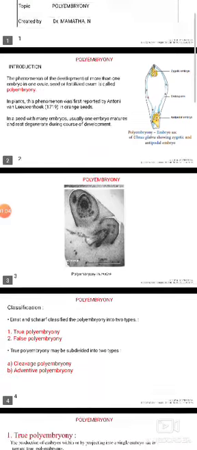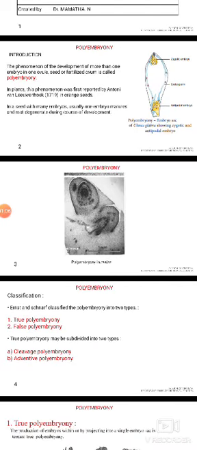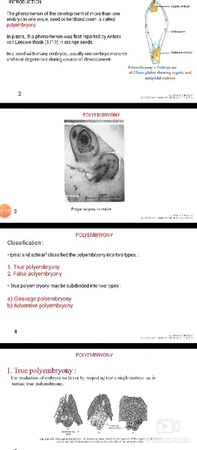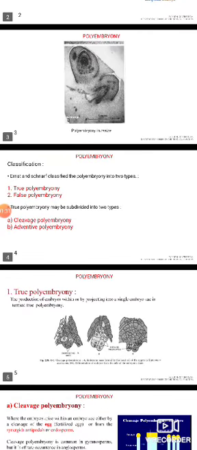Classification of polyembryony. Ernst and Schnarf classified polyembryony into two types, namely true polyembryony and false polyembryony. True polyembryony may be subdivided into two types, namely cleavage polyembryony and adventive polyembryony.